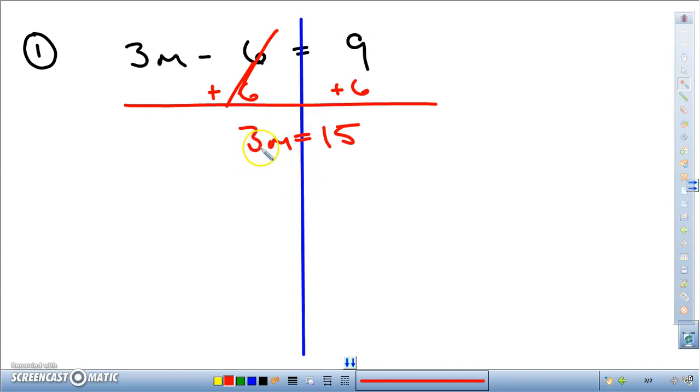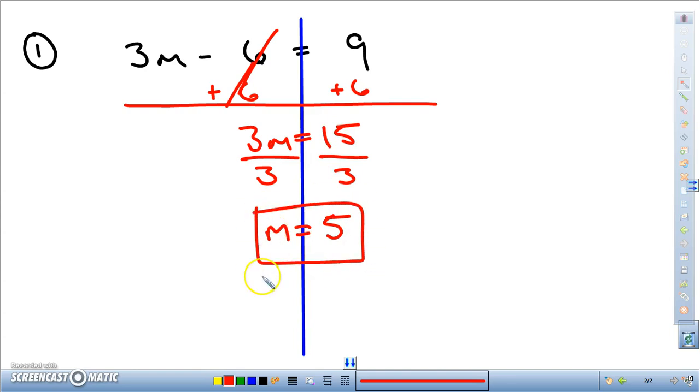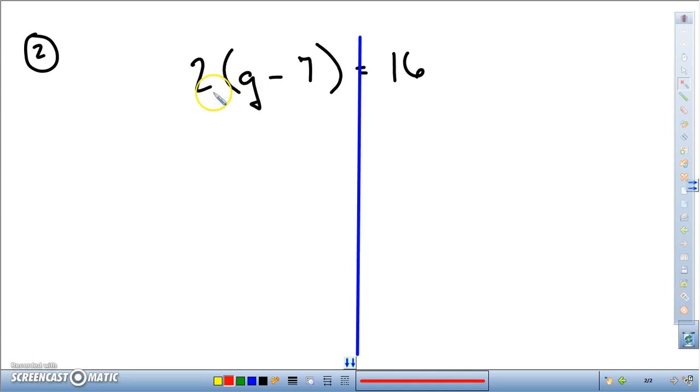Now I want to get a coefficient of 1 on my variable m, so I'm going to divide to undo the multiplication. 3 divided by 3 gives me that coefficient of 1 that I wanted. 15 divided by 3 gives me m is equal to 5. And for number 2, you see you do have some distribution that needs to be done here. So as always, that's first order of business. When you see parentheses, go ahead and distribute before anything else.